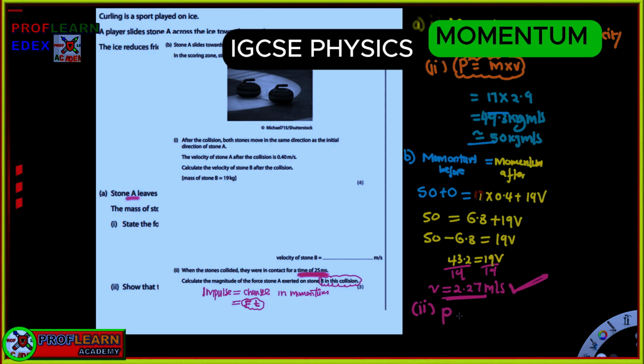So we can say momentum is going to be 19 times 2.27, which translates to 43.13, and this is going to be the change in momentum, because initially the momentum of ball B was 0 because it was stationary. After collision, its momentum becomes this. So the change in momentum for ball B remains this value at this given point.